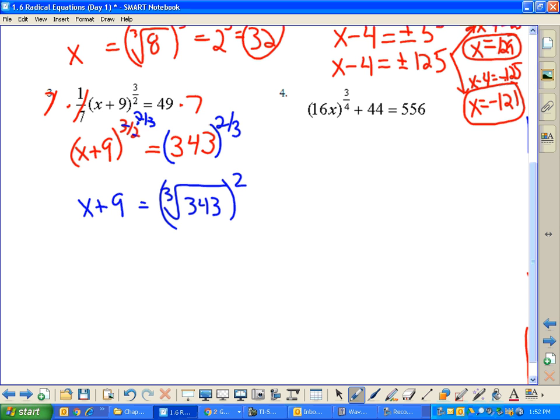So now what I'm going to go ahead and do is take my x plus 9, bring that down. The cube root of 343 is 7, and then I'll square that. So the cube root of 343, if you're wondering where I got the 7 from, that's where that comes from. And then I had to bring down my squared, and then 7 squared is 49. Subtract 9 from both sides, that's 40.